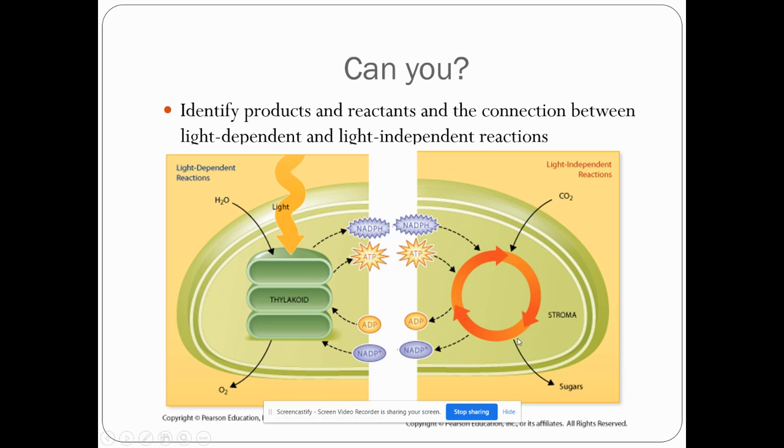And the connections between the light dependent and light independent would mainly be this never-ending changing of ADP to ATP, and then ATP to ADP, and so on. Repeat. And we get the same thing here. So if you can simply look at a diagram like this and tell what's going in, what's coming out, I think you're good.